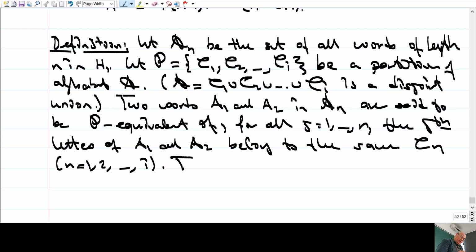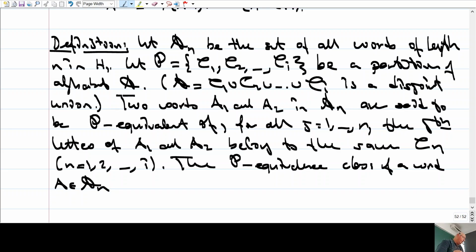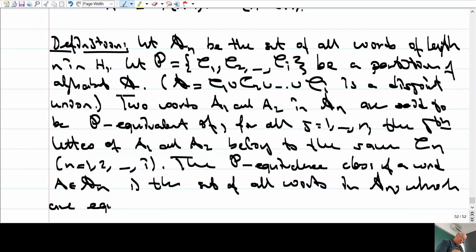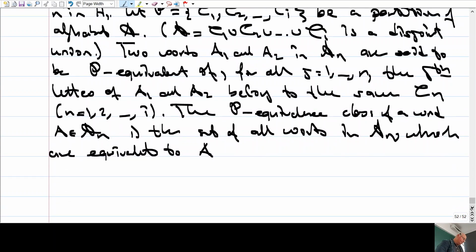The P equivalence class, this is an equivalence class, of course. I mean equivalence relation. The P equivalence class of a word A in An is the set of all words in An which are equivalent to A. So given a word A, the set of all words equivalent to it will be the P equivalence class of A.